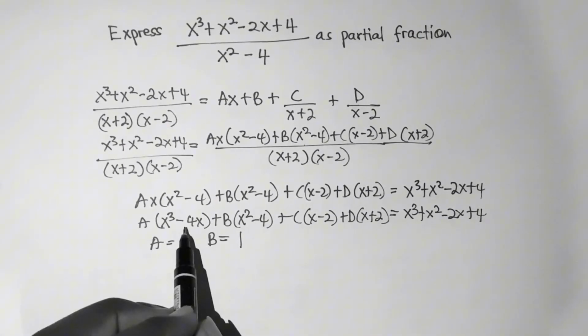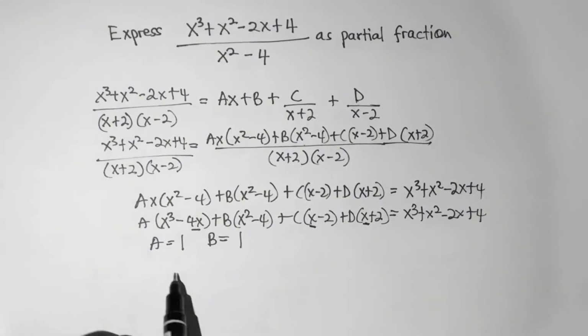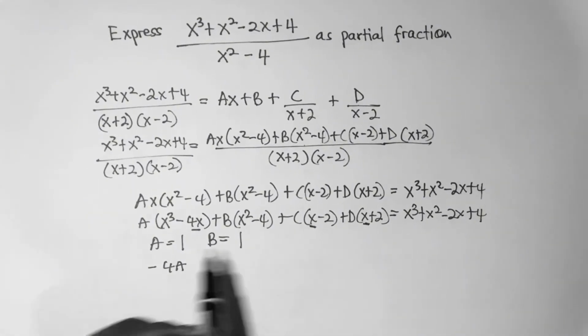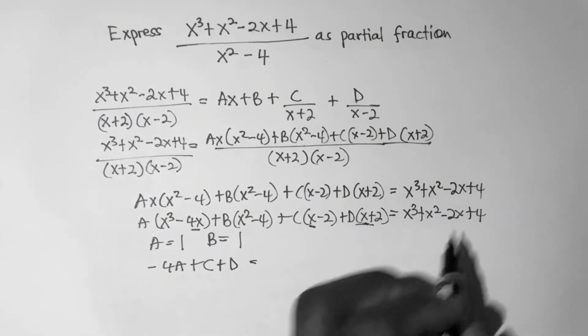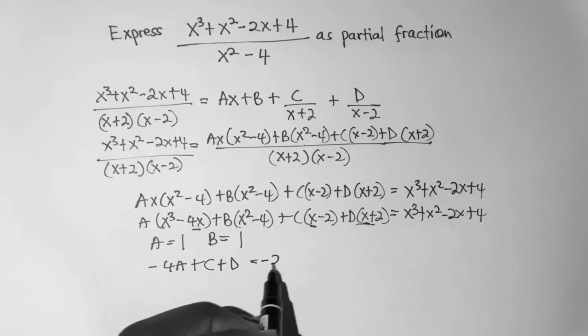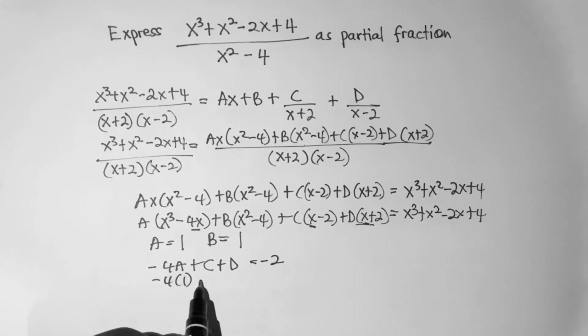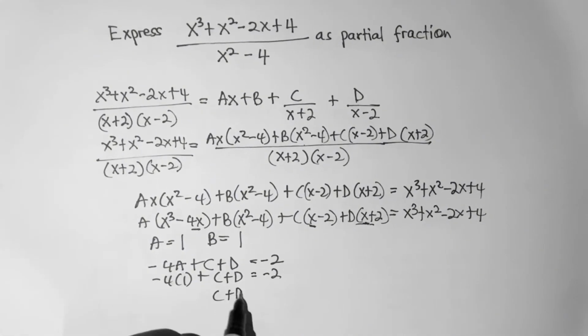Having established this, you can then go about and say there's an x here, there's one here, and there's another here. So minus 4a plus c, and there's also an x here plus d, because the coefficient of x here is minus 2. But we know that a is 1, so minus 4 times 1 plus c plus d is equal to minus 2. So c plus d is equal to minus 2 plus 4, which is the same as 2. So this is equation 1.